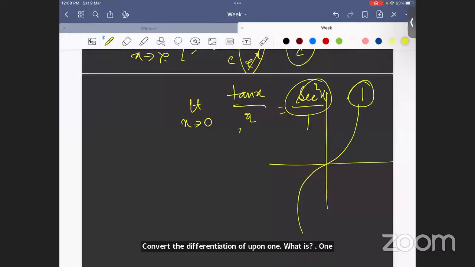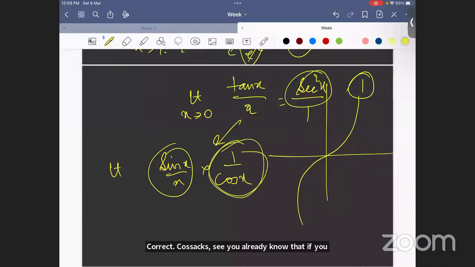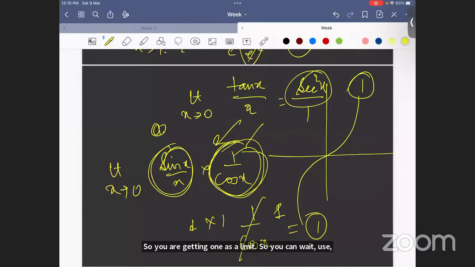This you can solve with the other method also. You can directly write it as sin x upon x into 1 upon cos x. You already know that if you have a limit, you can directly separate these functions. This you can term as one function, this as a different function. For 1 upon cos x, when x tends to 0, this will be 1. And you already know that sin x upon x gives 1. So 1 into 1, you are getting 1 as the limit. So you can use any method to calculate the limit. Are you able to understand this?